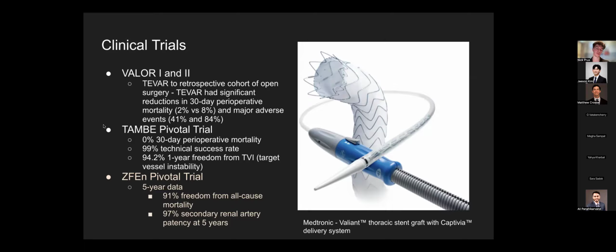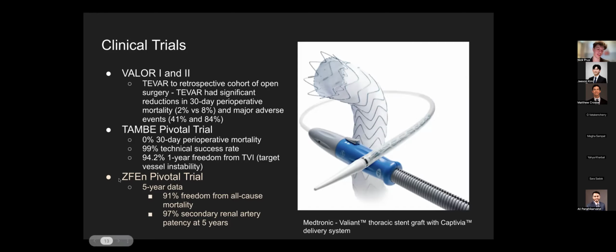Then the TAMBE pivotal trial occurred for the TAMBE device. It resulted in 0% 30-day perioperative mortality, 99% technical success rate, and also a 94.2% one-year freedom from TVI. So this is target vessel instability, showing the patency of these grafts long-term.